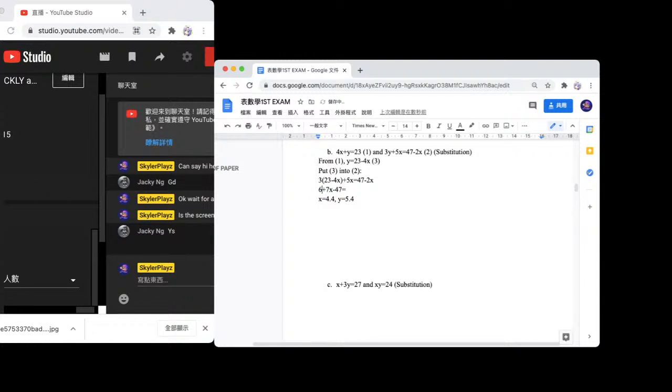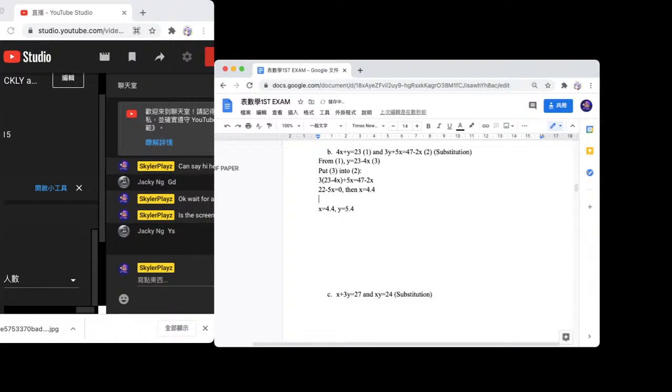It will become 69 minus 12x, and then we can further calculate this value is equal to negative 5x. Check, 69 minus 47 is 22. So 22 minus 5x is equal to 0. Then we can easily, trivially, get x is equal to 4.4.